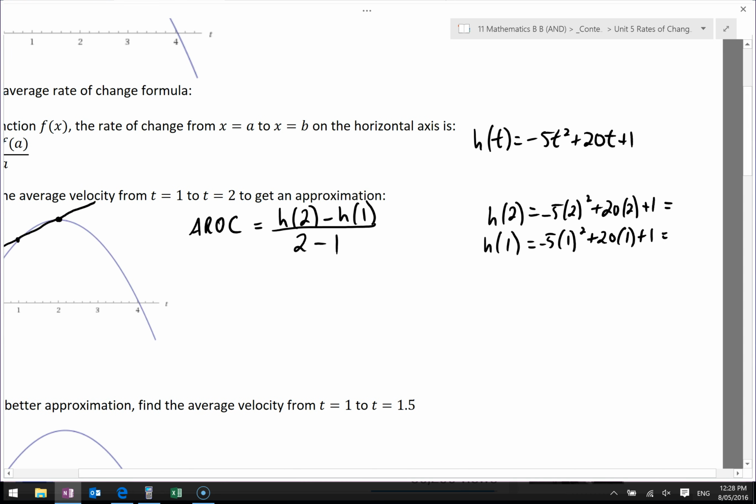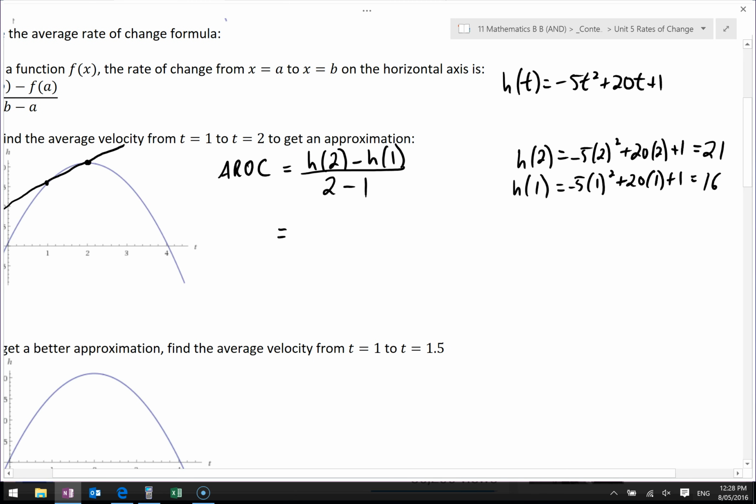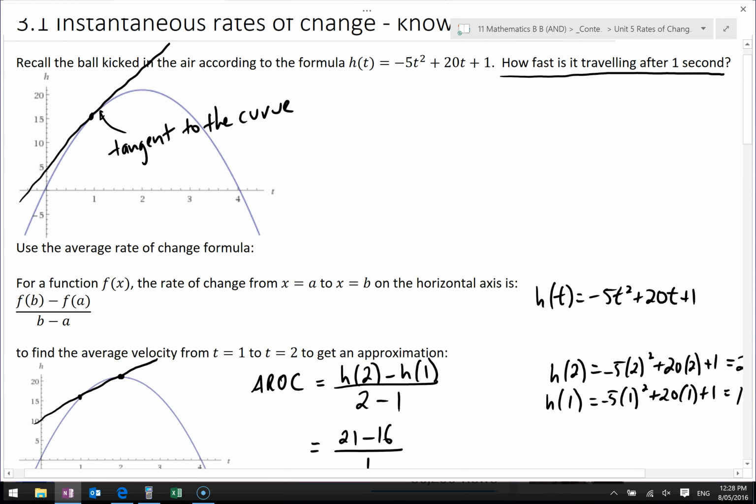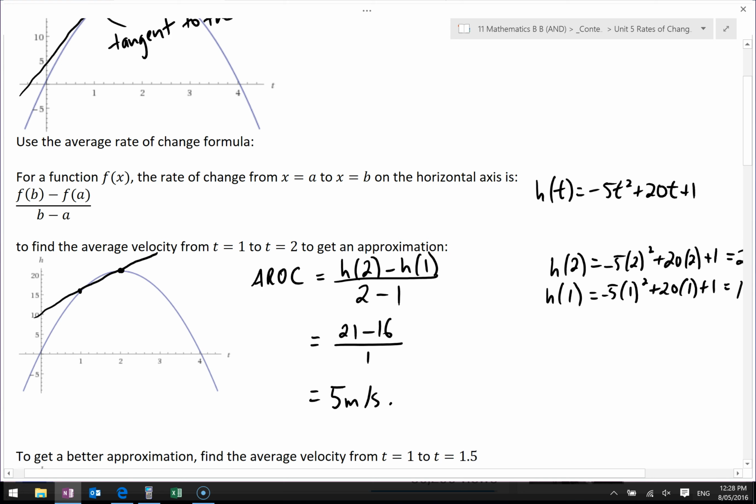Okay, so by the magic of television, I believe h of 1 is 16 and h of 2 is 21. So I can calculate my average rate of change. H of 2 is 21 minus 16 all over 1. I get an average rate of change of 5 meters per second. So my approximation at the moment for the instantaneous velocity at t equals 1 is 5 meters per second. So I think that I could probably do better than that. I think it's possible to do better.